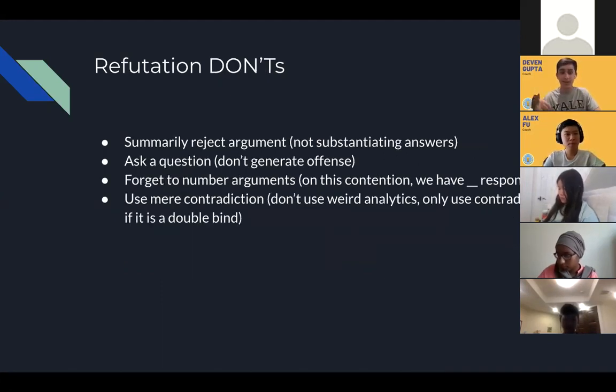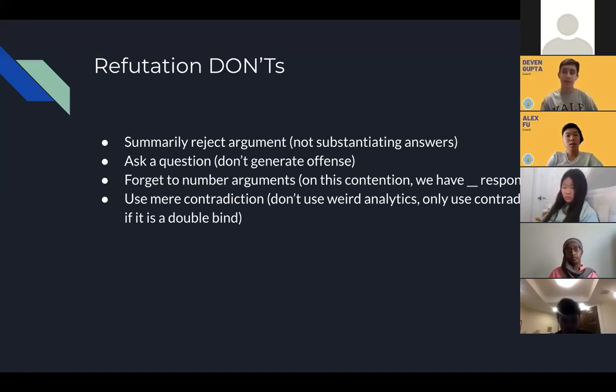Things that you shouldn't do, the refutation don'ts. Don't just summarily reject the argument. Don't just say, no, don't accept their argument, here's our claim, and not give any evidence. You've got to substantiate your answers. You have to put in evidence, give your examples, give your citations. Even if you don't have examples and it's all analytics, give the logic for it. Explain the logic, explain the warranting. Don't just say, this isn't going to happen because I said so. You have to say why.